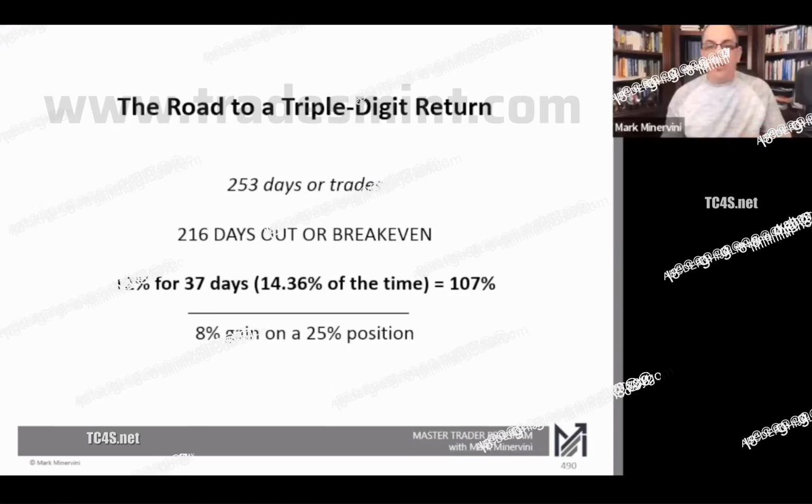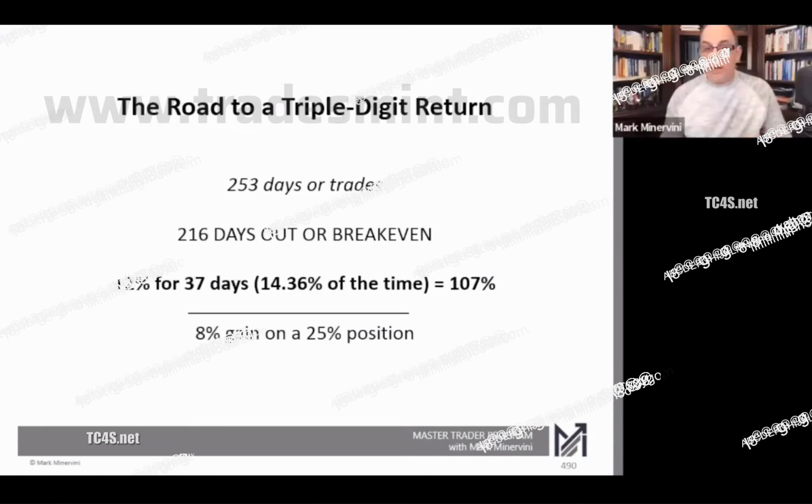Out of that entire time, we'll call it a year, 253 days, 253 trades, however you want to call it, we're going to assume that we've only traded on 37 of those days. And on those days, we've captured 2% of our equity. We made a 2% return. That's about 14% of the time, so we're in the market about 14% of the time. Now, that may sound like, wow, 2% is a big return on your capital in any one day or one week.